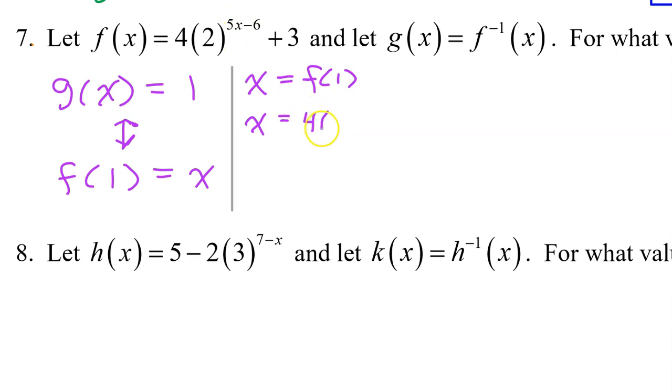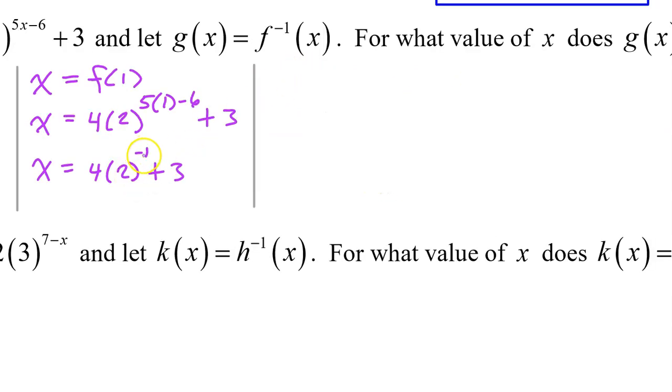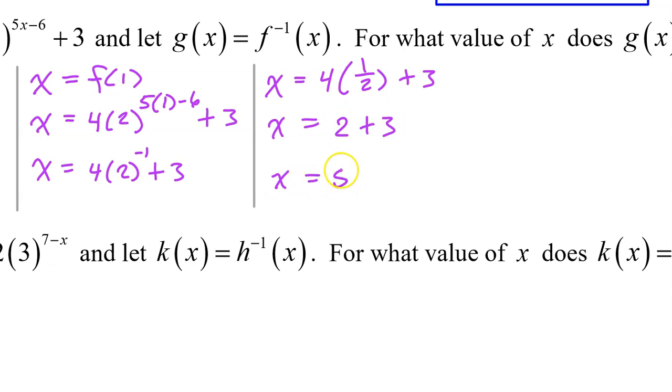So x will equal 4 times 2 to the 5 times 1 minus 6 power plus 3. So x will equal 4 times 2 to the, 5 minus 6 is -1, and then plus 3. 2 to the -1 power is 1/2. So we have x is equal to 4 times 1/2 plus 3. Half of 4 is 2, so this is 2 plus 3, so x is equal to 5.